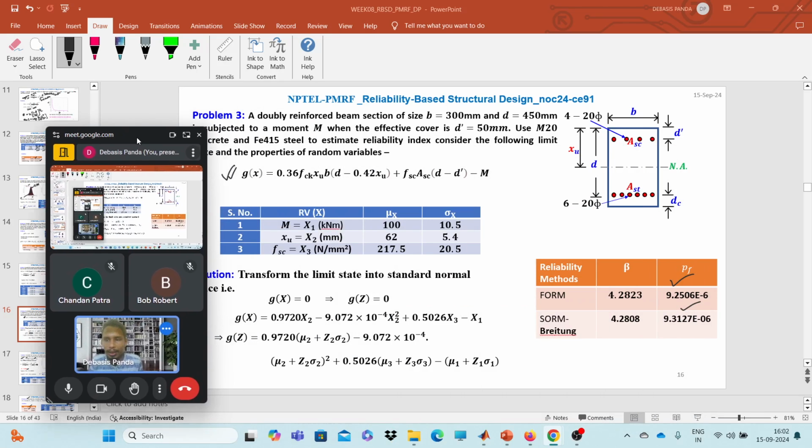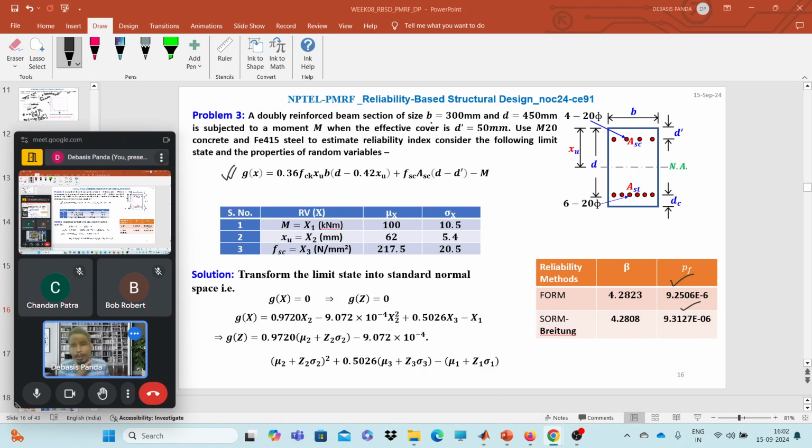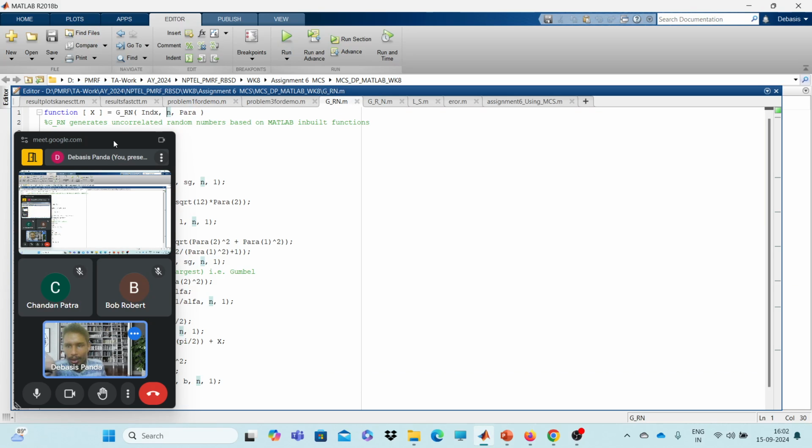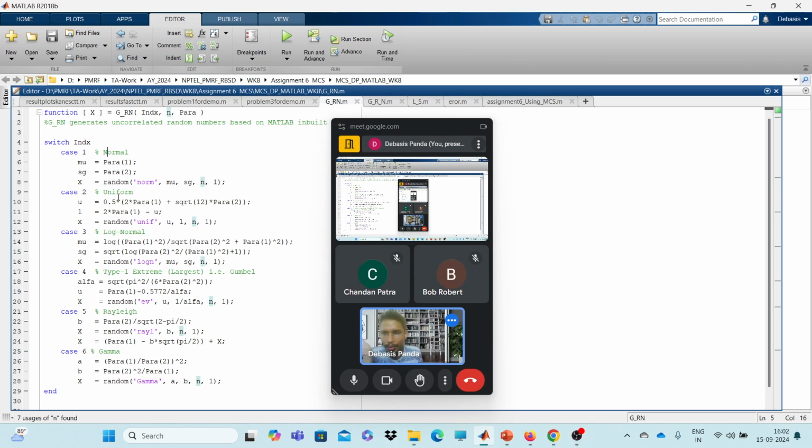This doubly reinforced beam problem has a limit state here. We have three random variables, and all are normal. If you don't have normal random variables, don't worry. You just need to change the index, because here I have added indices for normal, uniform, lognormal, Type 1, Rayleigh, gamma, whatever distribution you have. Just put the index and it will generate. No issue. Whatever limit state you have, just define the limit state and the number of samples, and this code will do the rest. I will upload this.